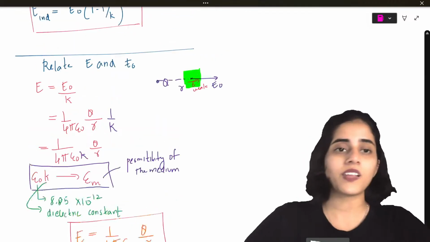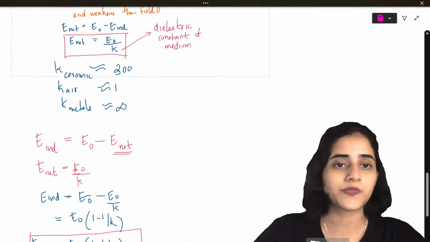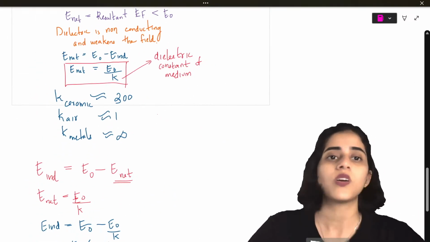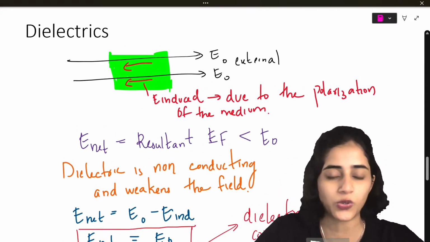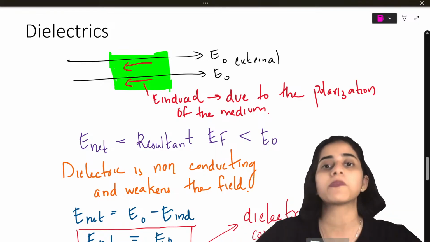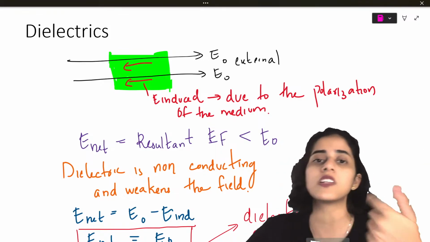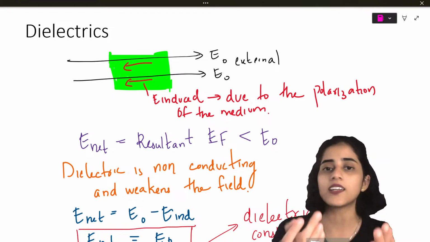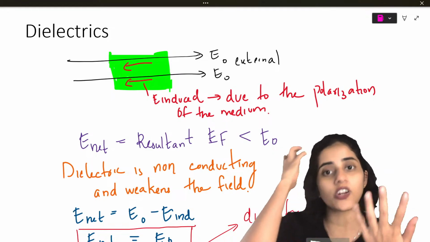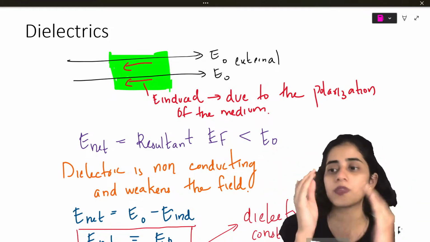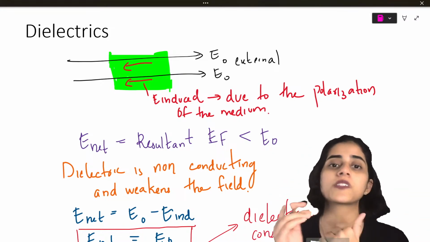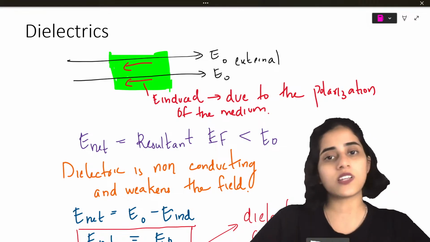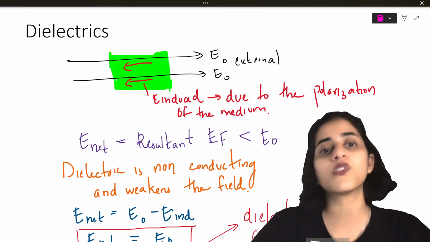And then we also looked at what happens when you induce a dielectric. This concept is very important, students. When you insert a dielectric, what is happening to the field? The total external field is reducing. So now you know why some materials are not conductors. Even though you pass a field, they don't conduct, because they produce an induced field in the opposite direction, which cancels out some of the external field.